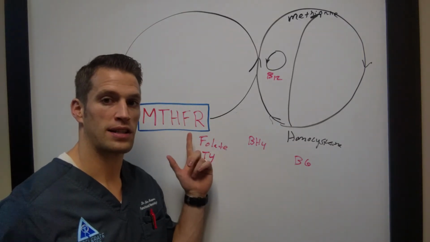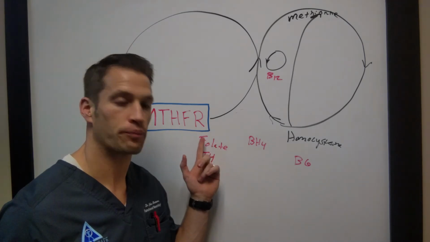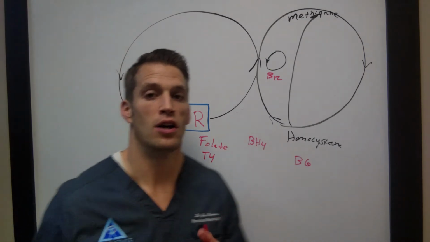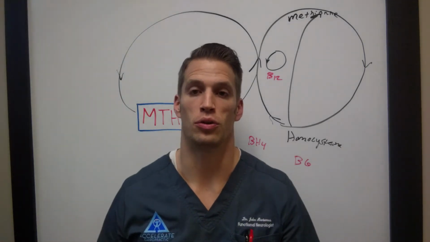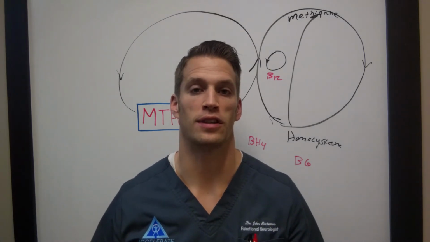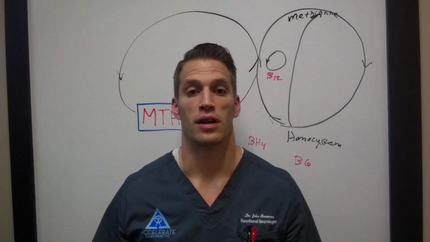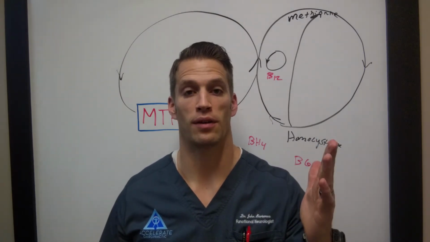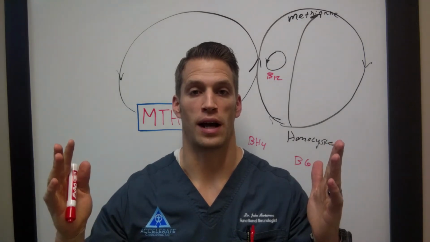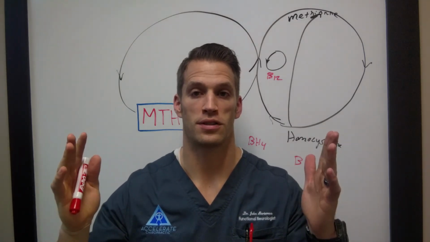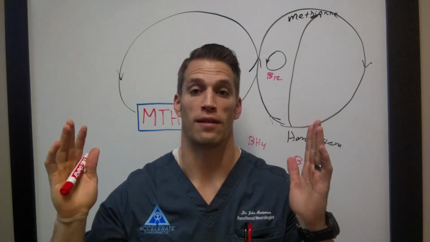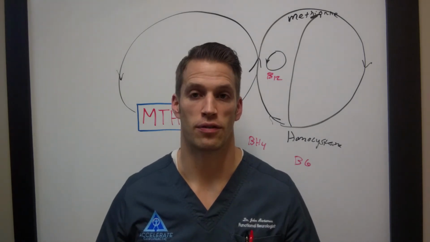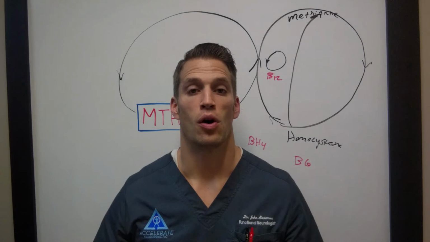Because the MTHFR enzyme functions at this gene, you can have genetic polymorphisms that affect the function of this enzyme. So your OBGYN may test you when you're thinking about getting pregnant for the MTHFR gene. What that means is you get a copy of each gene from each parent, meaning you got one copy of MTHFR from your mom, one copy from your dad. So the potential is that you could have two good copies, you could have one bad copy, or you could have two bad copies.